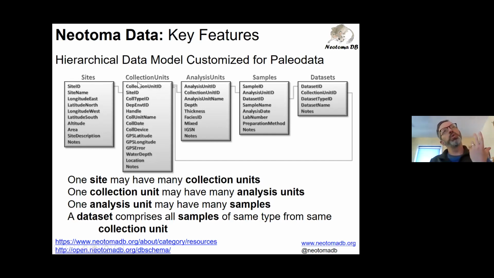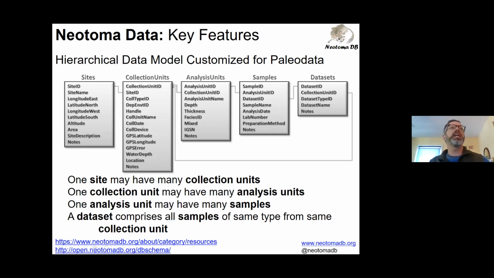The collection units would then be the cores or the pits or the bone piles or other spatially discrete locations within your site that you're going to take some data from. And then the analysis units and the samples are basically the vertical horizons where you go layer by layer, level by level, and take a series of measurements from your core or your cross-section road cut or what have you.